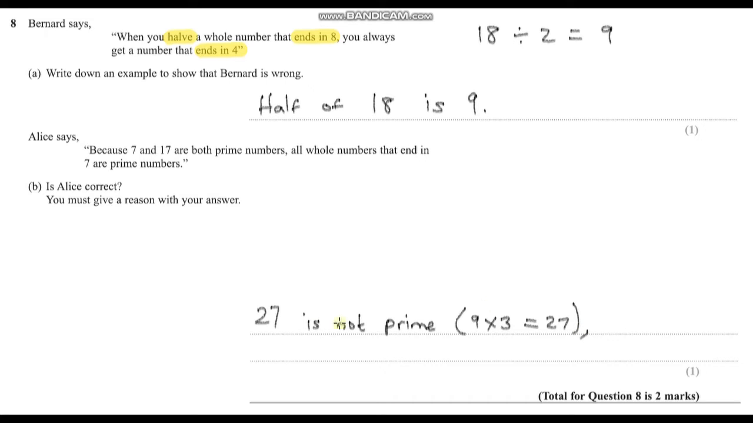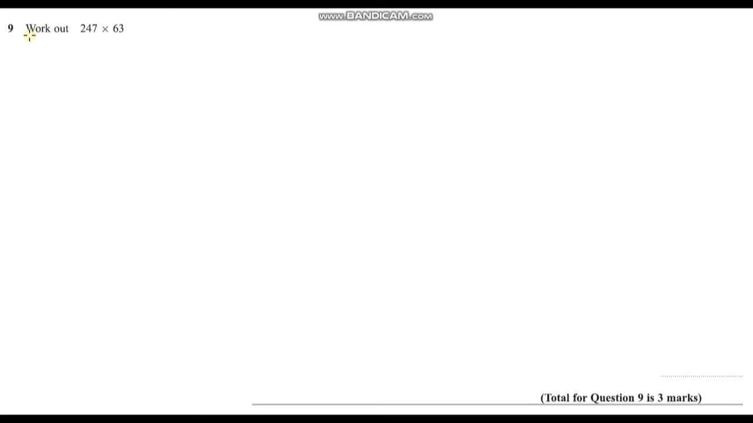So because 27 is not prime, that means that Alice is wrong. So 27 is not prime, so Alice is wrong. And we're done. Question 9. Work out 247 times 63.